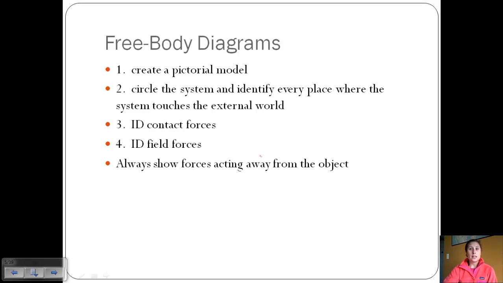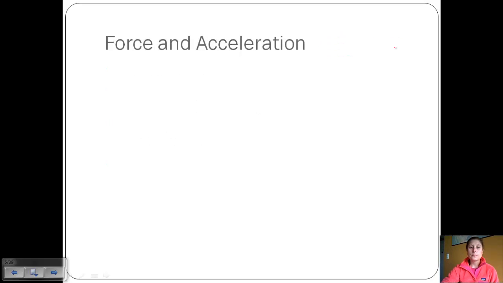The other part with free body diagrams is that you always show the forces acting away from the object. So for example, if I have an object and I'm pushing on the object, I would not show the force going towards the object like this. Because I want to show all forces acting away from the object, I would draw it this way. Okay, so that's a little bit of a weird thing to get used to, and the reason for that is that we have all forces acting away from the object, so we're looking at everything kind of evenly.